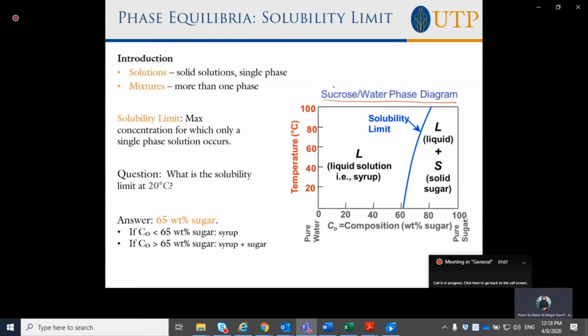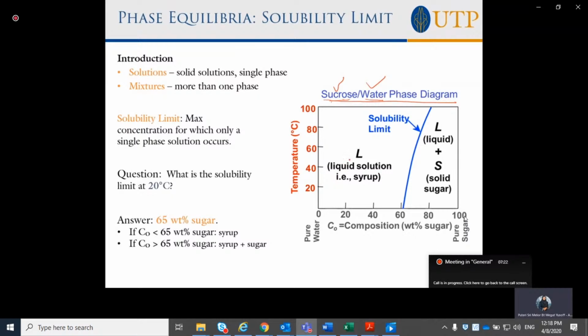Now, what we have is the sucrose-water phase diagram. Now you have sucrose, maybe we can just call it sugar, okay, for simplicity. It's just a type of sugar here, sucrose and water. So you have two components, sucrose and water.